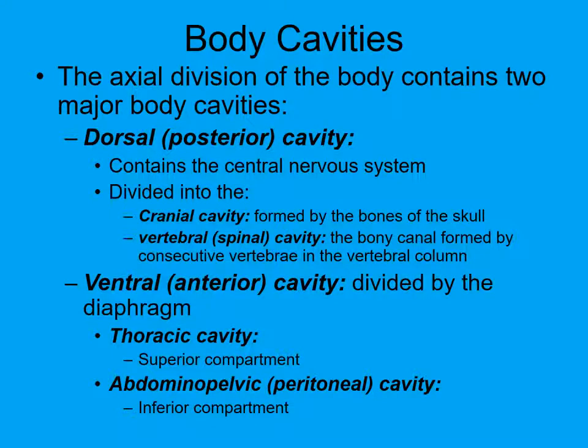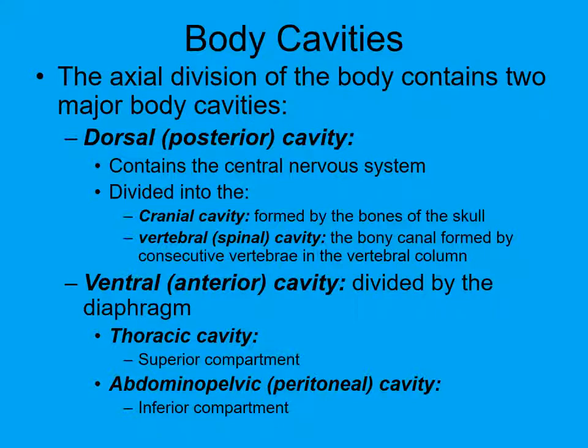There are various body cavities. The axial division does contain two major body cavities. You have the dorsal cavity and the ventral cavity. As the names would imply, the dorsal cavity is in the posterior section. It does contain the central nervous system. It can be subdivided into two smaller cavities, the cranial cavity, which is going to basically be the cavity that is formed by the bones of the skull, and it's going to house the brain. And then the vertebral or spinal cavity is going to be protecting the spinal cord.